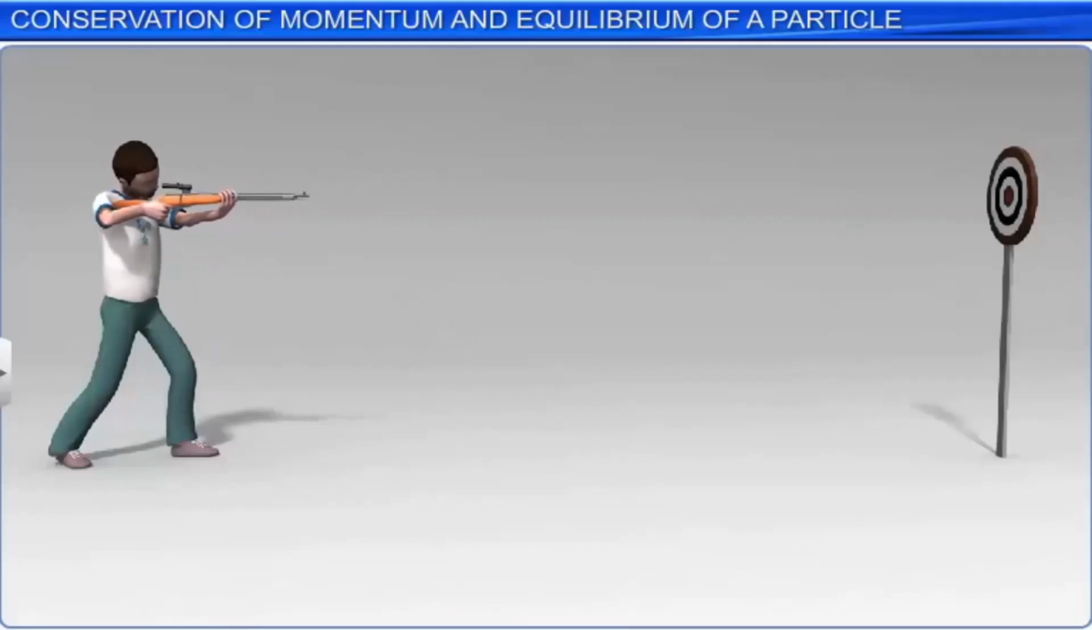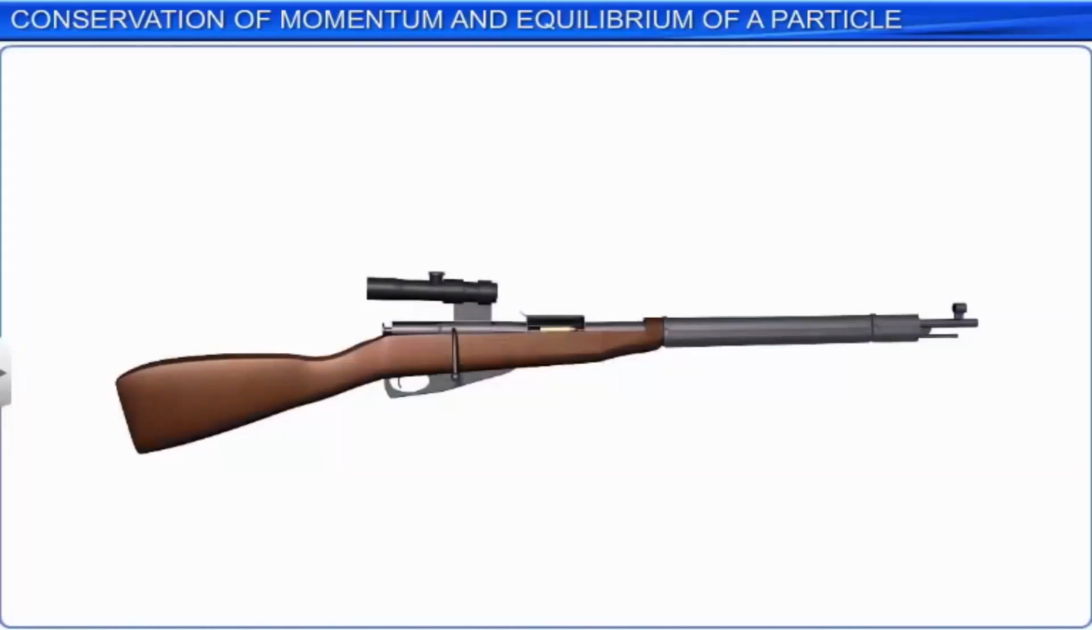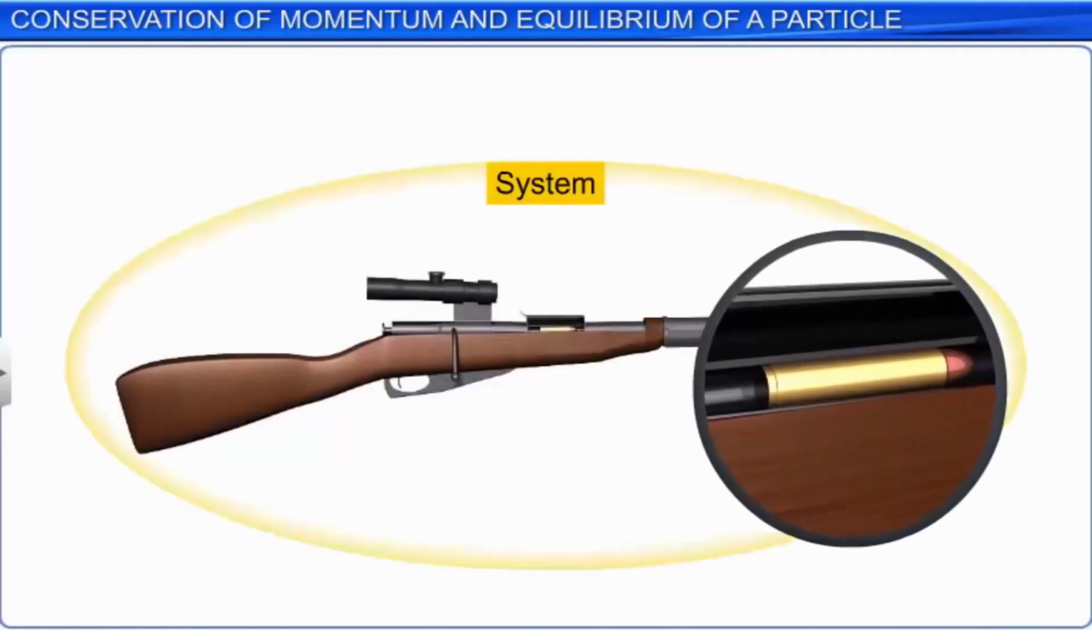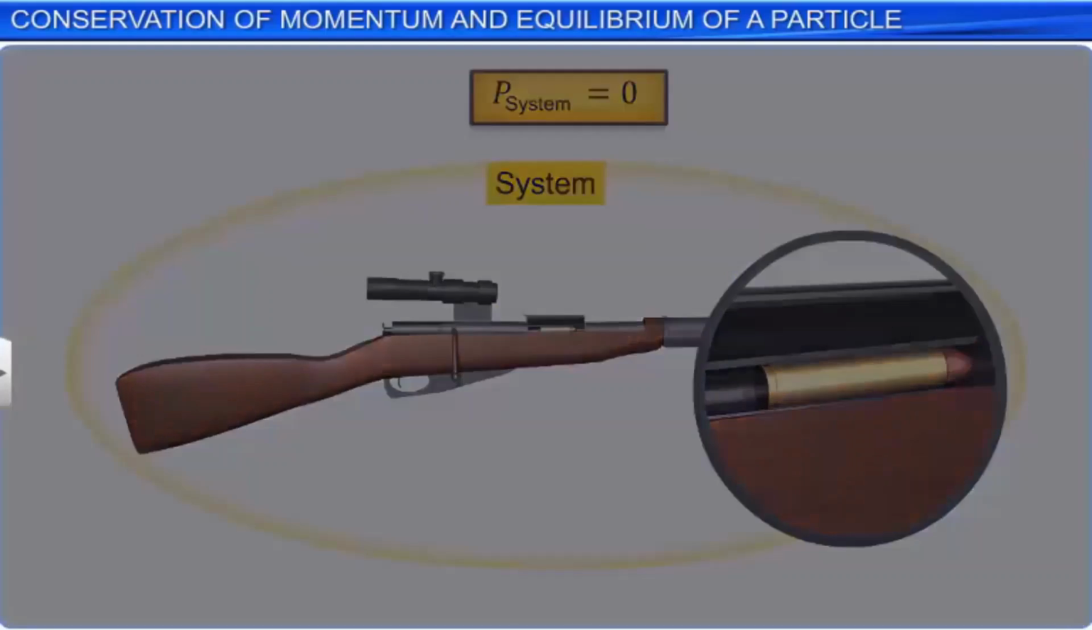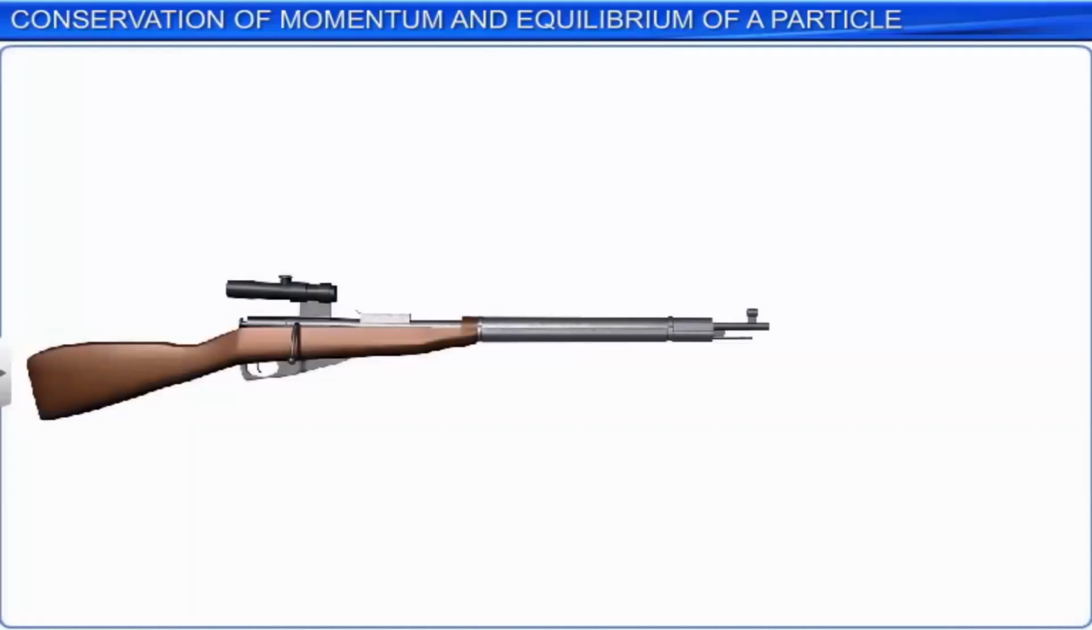Let us observe the recoil of a gun when a bullet is fired. The gun and the bullet are in one system. Initially, the gun and the bullet are at rest, which means the momentum of the system is zero. As soon as the bullet is fired, it moves forward with a very high velocity. Thus, there is a force exerted by the gun on the bullet in the forward direction.